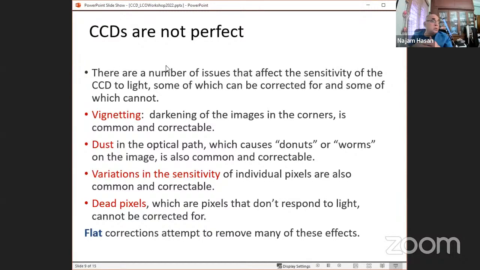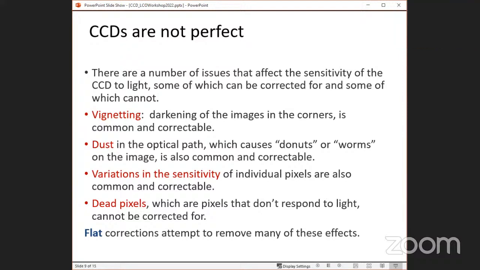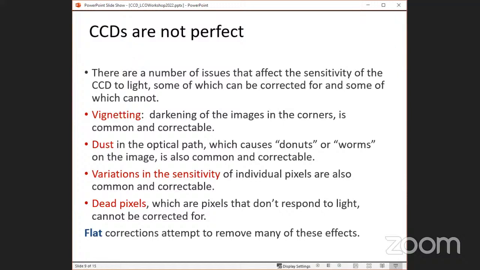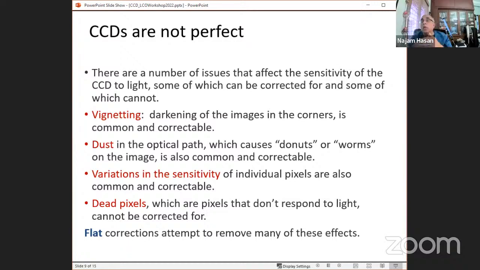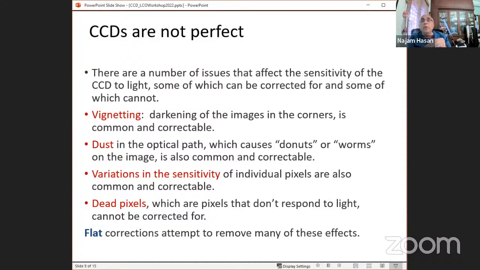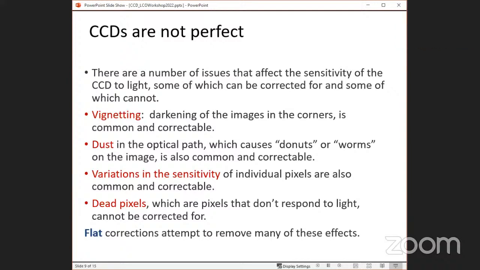One needs to realize that CCDs are also not perfect. They are made as perfectly as possible, but each pixel may have a different response. The same amount of light falling on different pixels may cause a different number of counts to get registered. So there are various issues which come in with the intrinsic construction of the CCD.